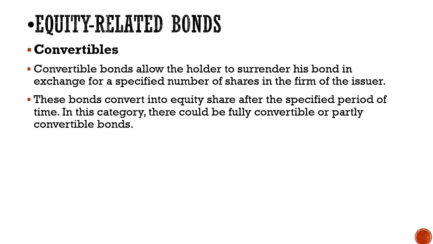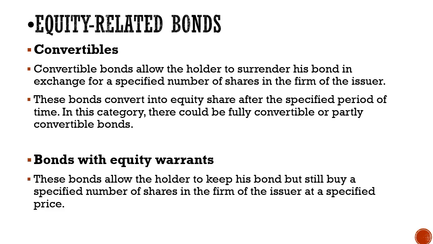So under equity related bond, the first type is a convertible bond, which allows the bondholder to convert the bonds into equity shares either fully or partly. The second type is bond with equity warrants. Now these bonds allow the holder to keep his bond but still buy a specified number of shares in the firm of the issuer at a specified price.